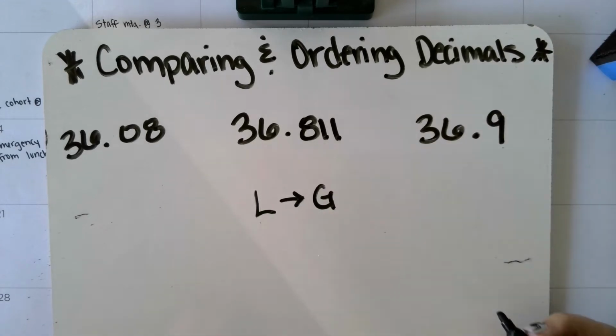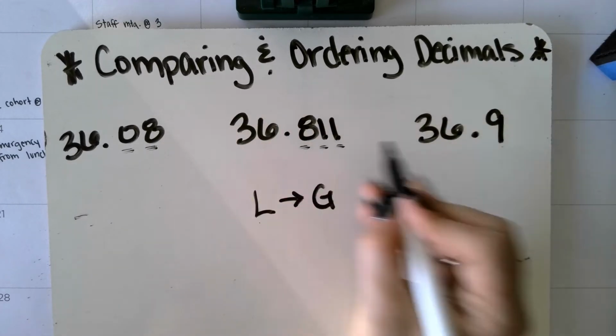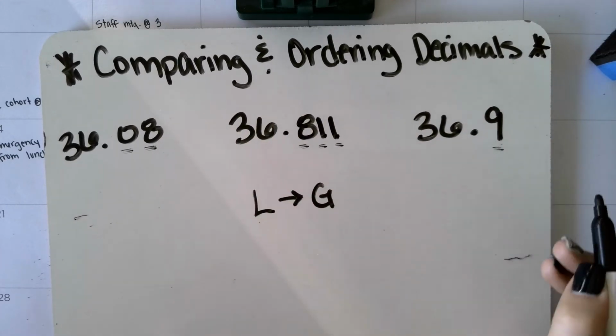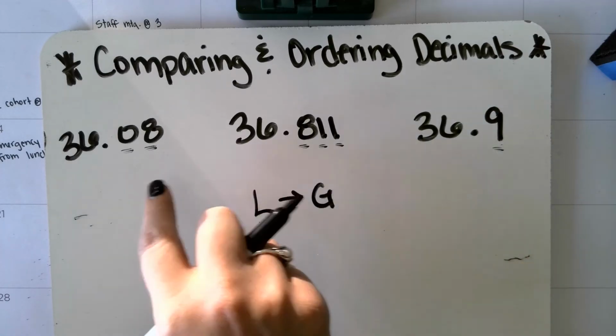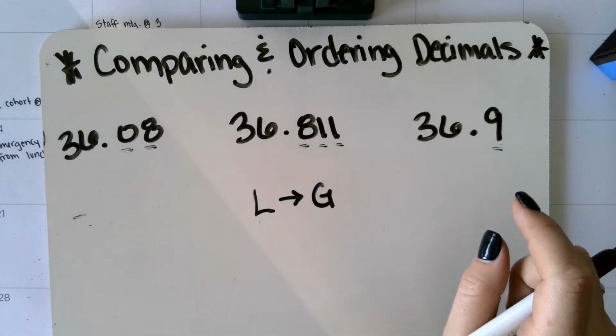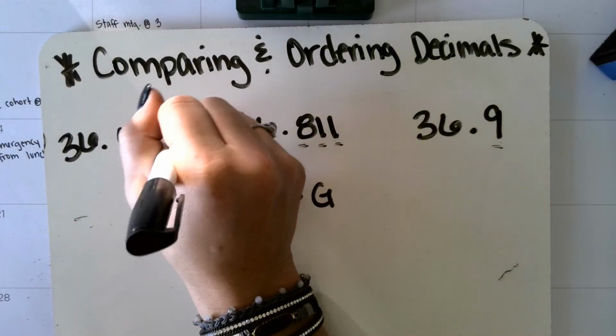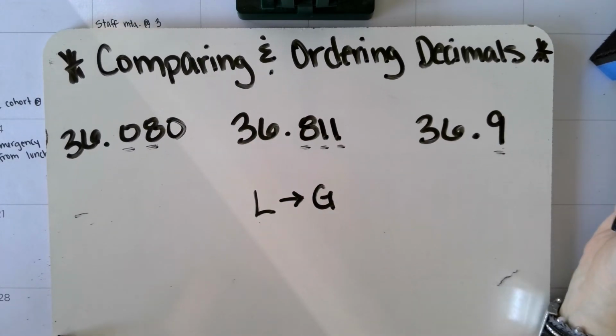So now I have 2 places after my decimal here, 3 places after my decimal here, and 1 place after my decimal here. So 3 is the most amount of places, so I'm going to make the other 2 decimal numbers have 3 places as well. And I can just do this by adding on a 0 to the end because it's not changing the place of the numbers that are already there.